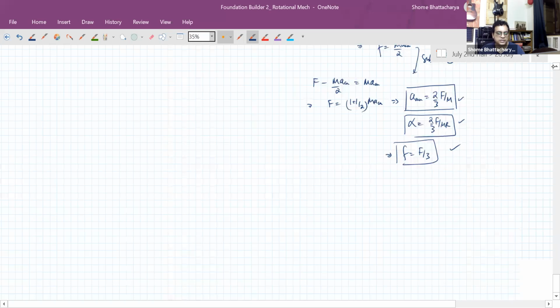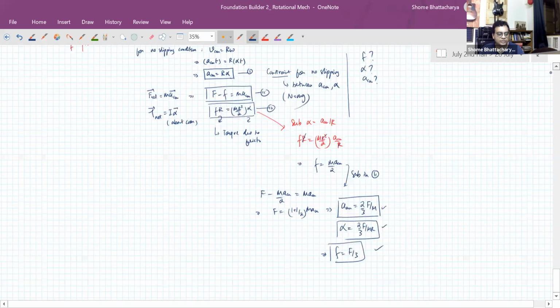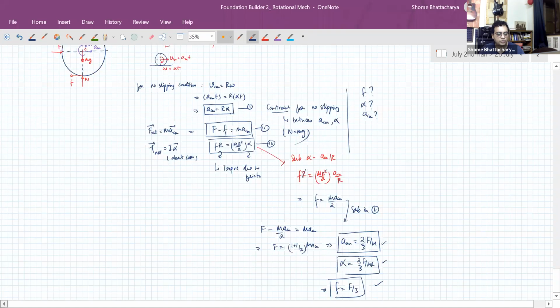But the important thing is understanding the no slipping constraint relation, that if VCM is equal to R omega, that means A has to be equal to R alpha. Acceleration of the center of mass has to have the same relationship with alpha as VCM has with omega. And to facilitate that, or to create that situation, how much friction is required? This is the amount of friction required.